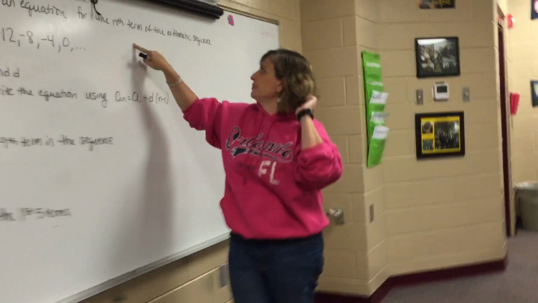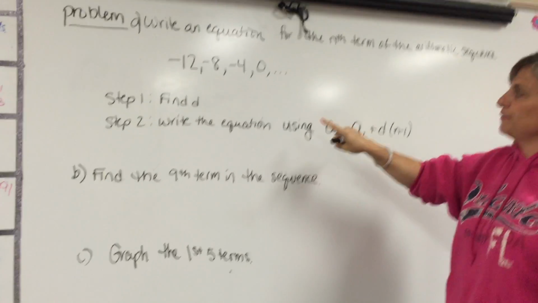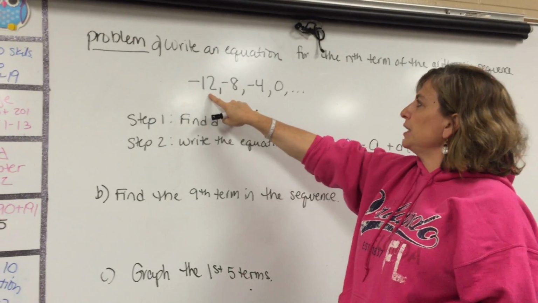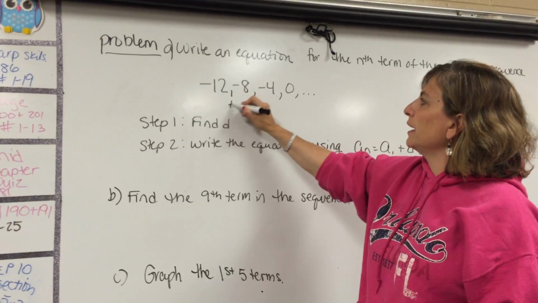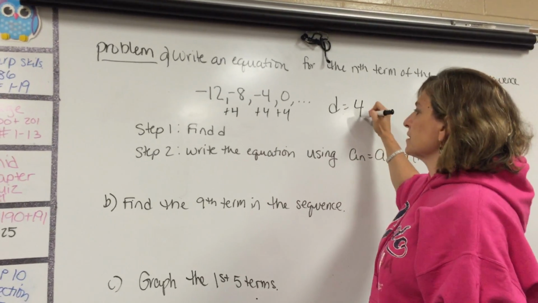So here's another type of problem. We're going to write an equation for the nth term of the arithmetic sequence. So step 1 is you're going to find d. So let's see what d is. What do I do to negative 12 to get negative 8? I add 4, I add 4, I add 4. d is 4 in this case.